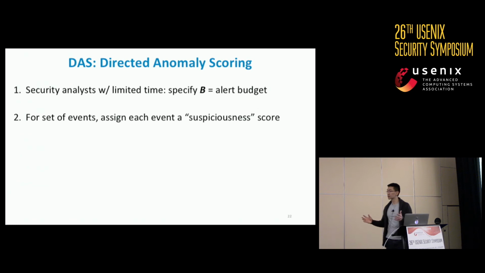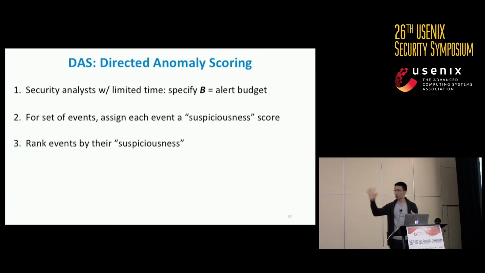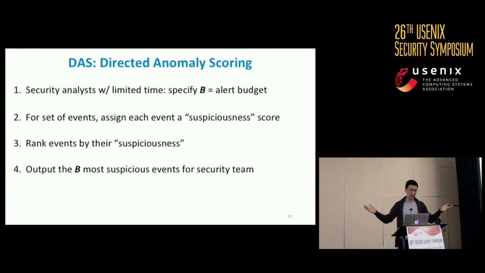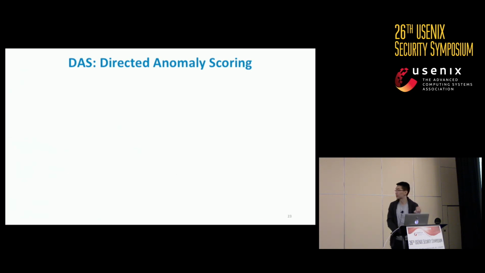Then, given the set of events and their features, we're going to assign what we call a suspicion score for every event. Once they're scored, we're just going to rank or sort them by their scores. And we're going to output the B most suspicious events for the security team, so the top B events. Right, so it's a very straightforward and simple process. And you might think, clearly the meat of this is step 2. How do we compute this score? Because everything else follows from that. And what's nice and beautiful is that the score for DAS is incredibly simple. In fact, I'm going to fit it in one bullet point.